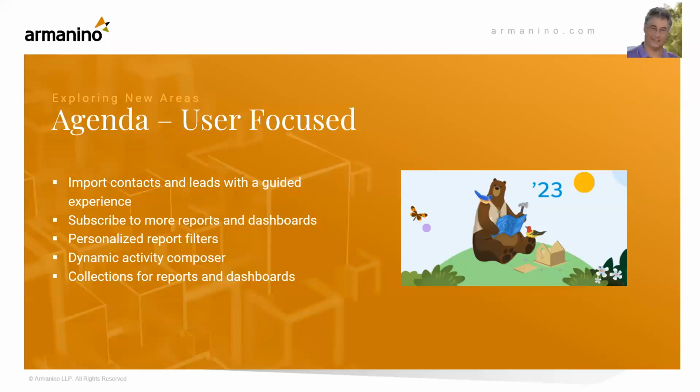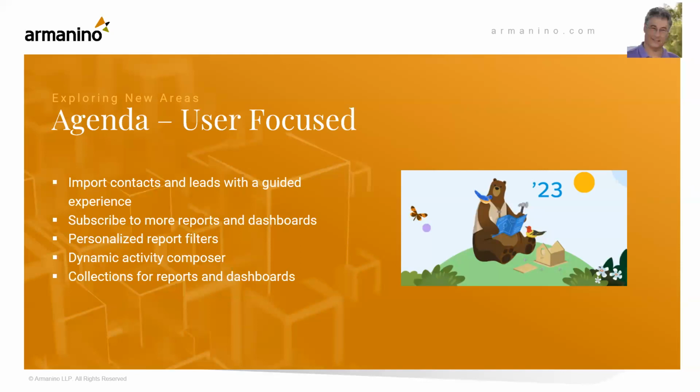All right, so here it is, the agenda. The first half, we will cover more user-focused features. And for those of you that care about such things, that's an image of the Spring 23 logo. So the first 5 new features we will cover are the ability to import contacts and leads with a guided experience, the ability to subscribe to even more reports and dashboards now, the ability to have personalized report filters, the dynamic activity composer, and the last of the user focus are you can now use collections for reports and dashboards.